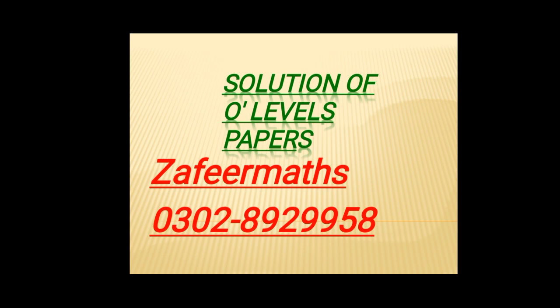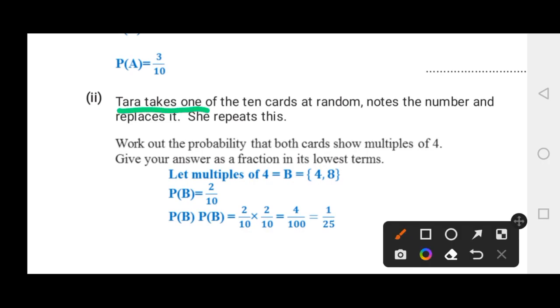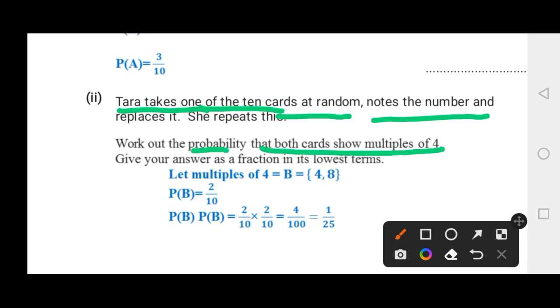Now I'm going to start question number, part number 2. Tara takes one of the 10 cards at random. She can choose any card, note the number she has noted, and replace it. Work out the probability that both cards are multiples of 4.